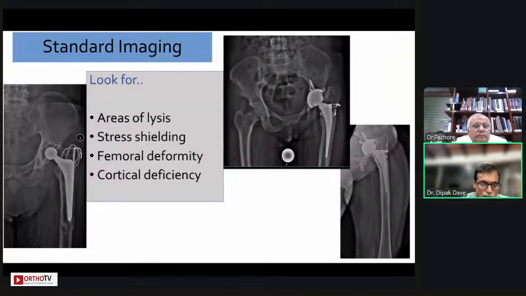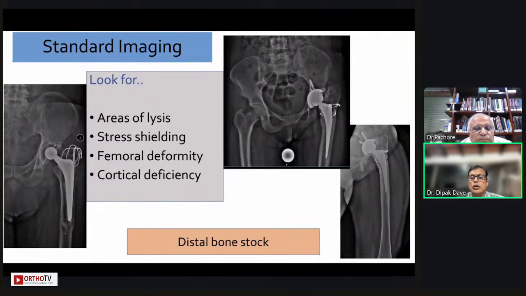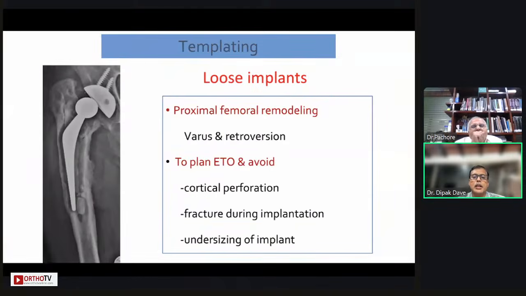Quickly, I'll go through the cases. Most important here is the X-ray. You have to look for the area of lysis and stress shielding, femoral deformity and cortical deficiency. These are the things you have to look for in the X-rays so that it will help you to plan the right implant. Distal bone stock is the most crucial thing in a revision. That is where you are going to get your fixation. So based on that, you have to do the templating.